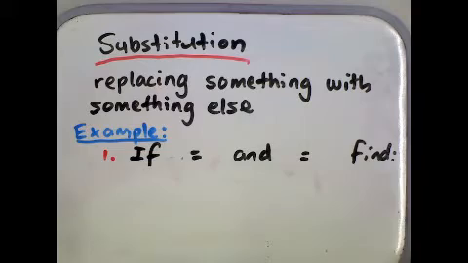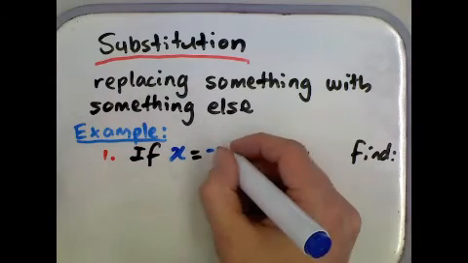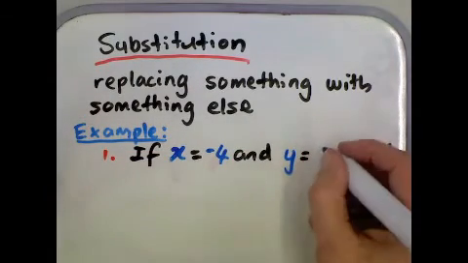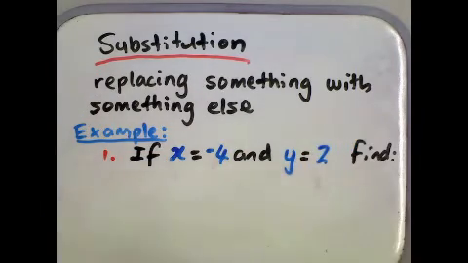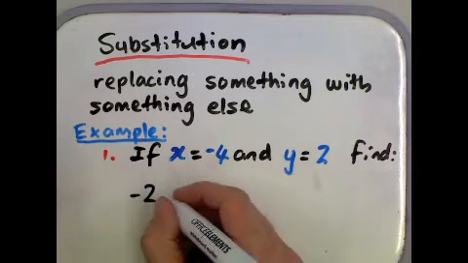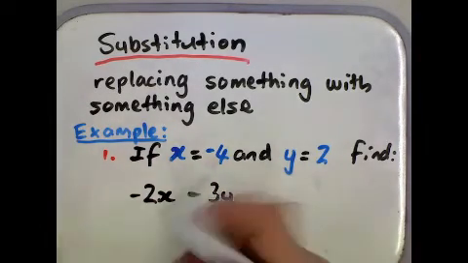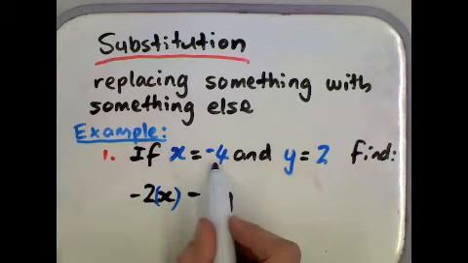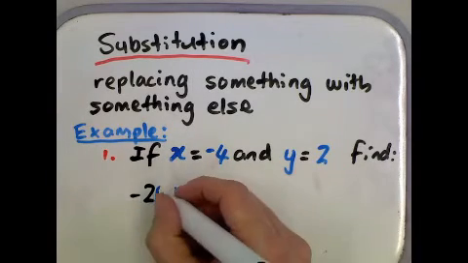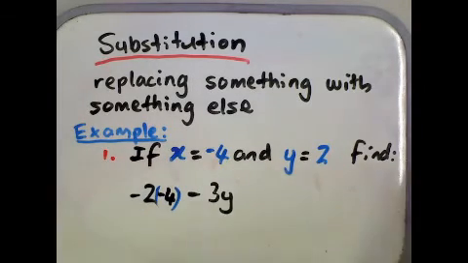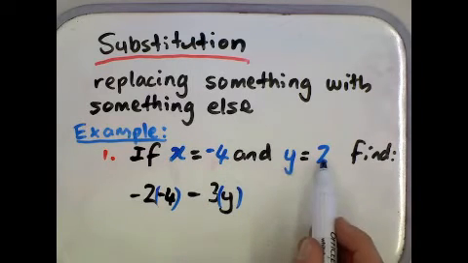Okay, now let's say we want to have different letters there, because sometimes it's not just a and b. Let's look at maybe x and y, where x equals negative 4 and y is equal to 2. Now we want to use substitution. We start getting harder because we have negatives here. So again, let's replace the x with the negative 4 and replace the y with the 2.